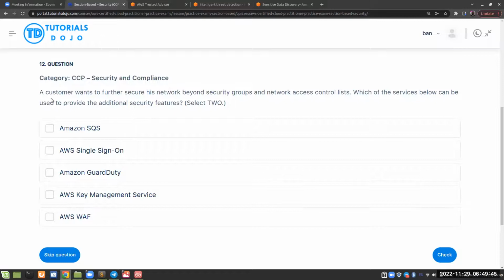So a customer wants to further secure his network beyond security groups and network access control lists. Which of the services below can be used to provide the additional security features? Select 2. So we were just talking about security is always in depth. You have the security groups, you have the network access control list. But now a customer wants to further secure his network beyond that. So which services can provide that?